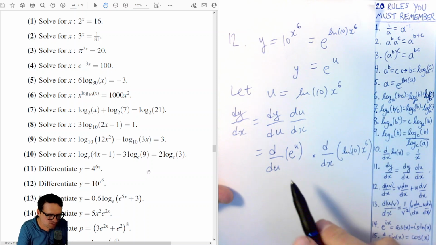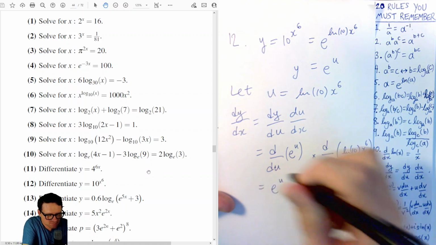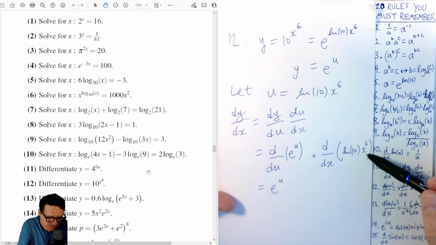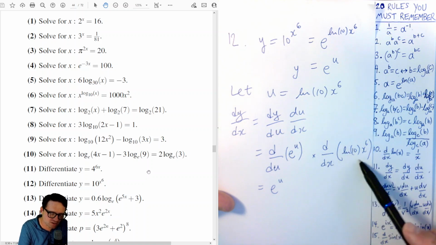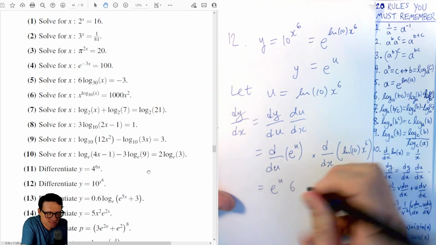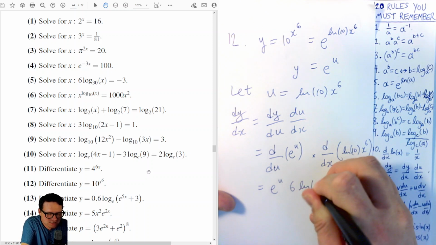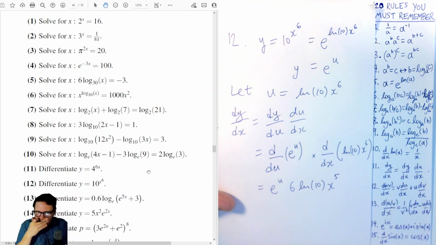Okay, let's continue. The derivative of e to the u with respect to u is e to the u. And the derivative of ln 10 x to the 6 with respect to x is, so we have a constant times x to the 6. This is polynomial. This ln 10 is a number. So we bring the 6 down. So we have 6 ln 10, and then we subtract 1 from that exponent. Okay, and now we're pretty much done.